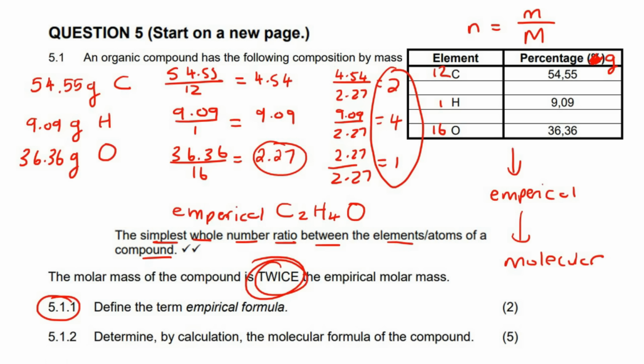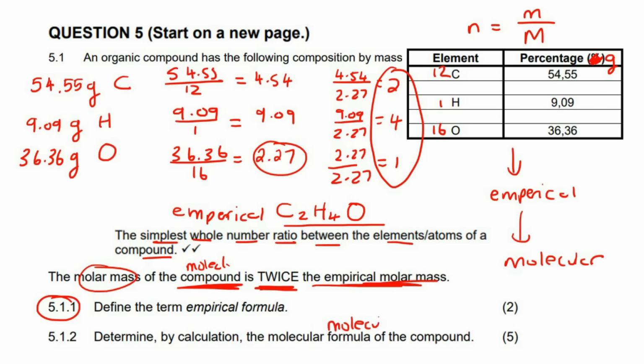But now they told us that the molar mass of the actual compound, which is the molecular, is twice the empirical. So you're going to double each of those. So the molecular formula is then going to be C4H8O2. You see how we multiplied each of those by 2. So C4H8O2.